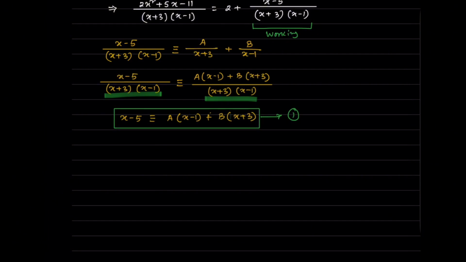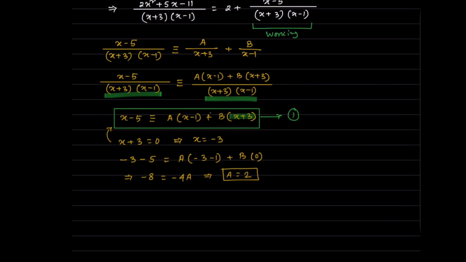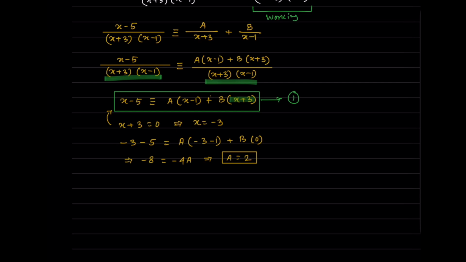So let's take first x plus 3 is 0. So what we can write here is x plus 3 equals 0, or x equals minus 3. Put this value here: minus 3 minus 5 equals a into minus 3 minus 1 plus b into 0. Or we can write minus 8 equals minus 4a, or a equals 2. Okay.